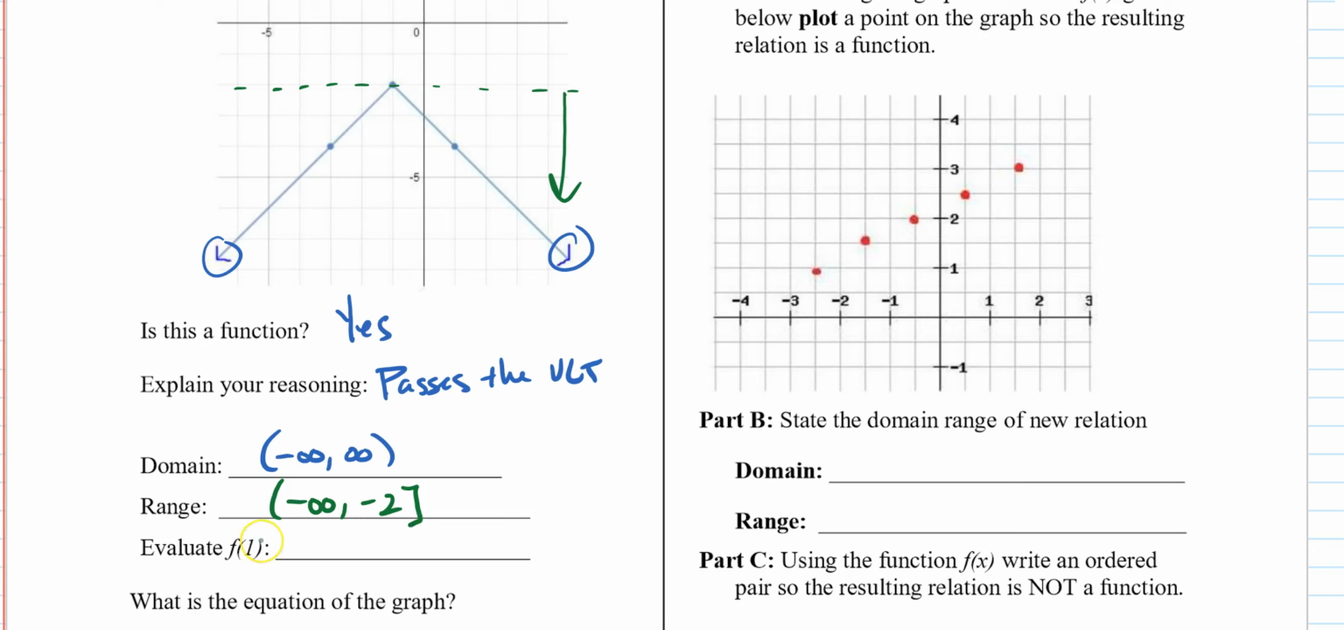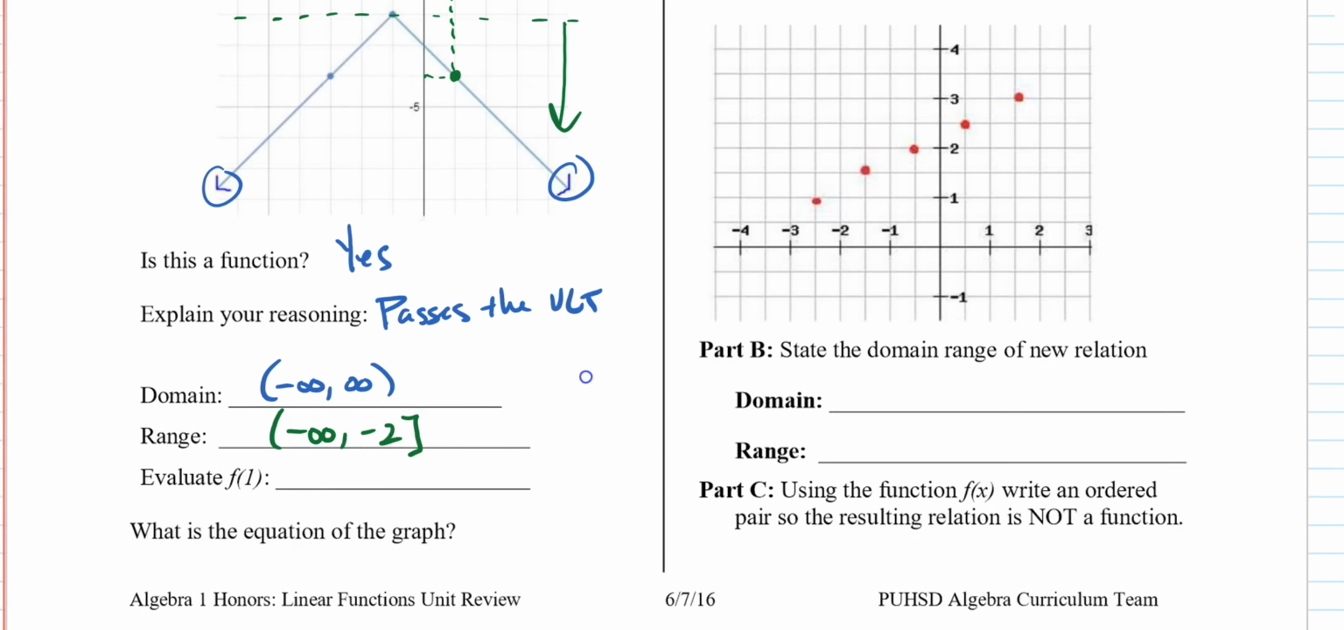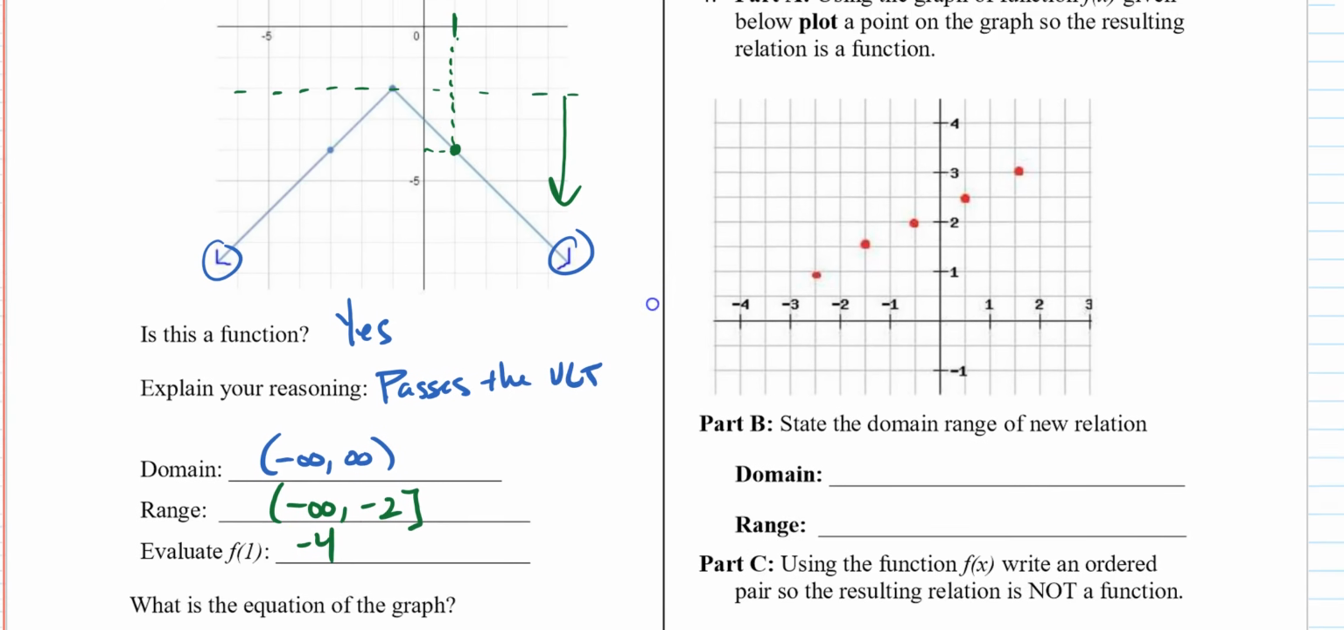Then we need to evaluate that function just like the last one. So we're going to find where x is 1, which is going to be right here. Follow that down until I touch my graph, which is that point, and that gives me -4. And finally, what is the equation of that graph?